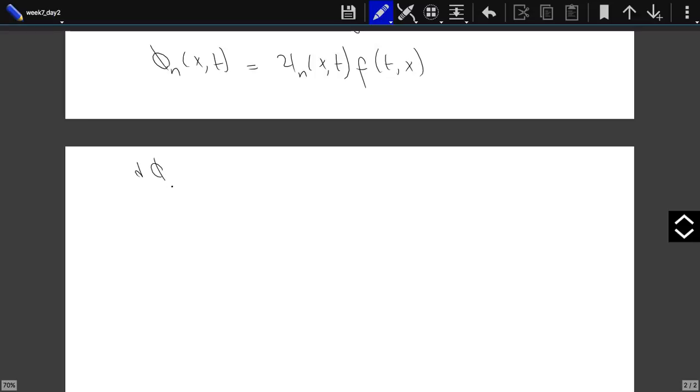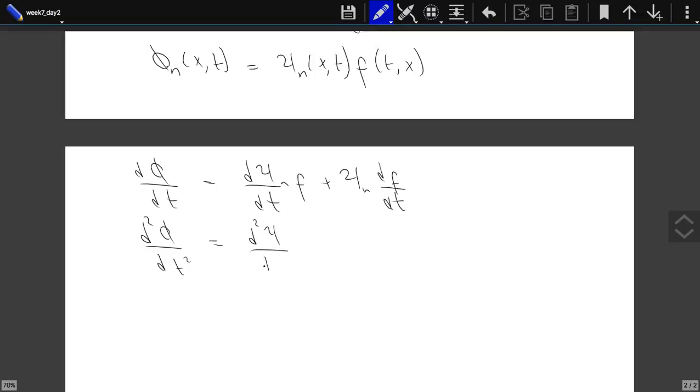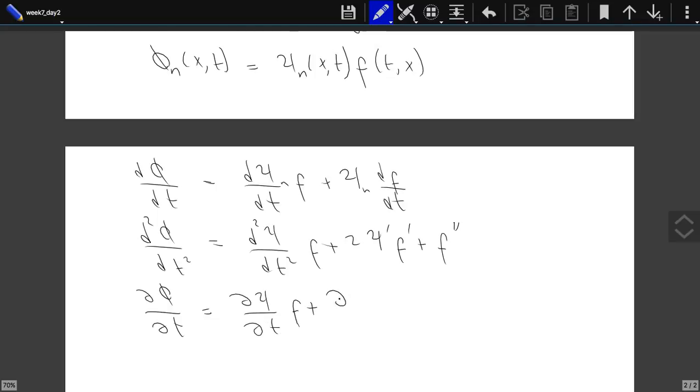Now, dφ/dt is just dψ/dt times f plus ψ times df/dt. And d²φ/dt² would be d²ψ/dt² times f plus twice ψ' f' plus ψ f''. And the same for the partial derivative: ∂φ/∂t will be equal to ∂ψ/∂t times f plus ∂f/∂t times ψ.